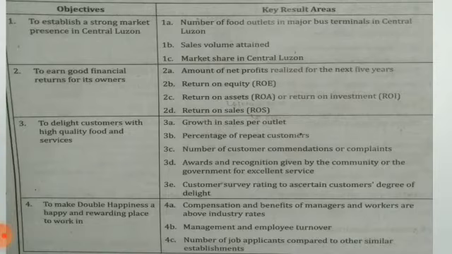The fourth one, to make Double Happiness, which is actually the name of the company, a happy and rewarding place to work in. So compensation and benefits to managers and workers are above industry rates. Management and employee turnover. Number of job applicants compared to other similar establishments. Actually you can create your own KRAs based from your objectives. You just have to make sure that your KRAs are related to your objectives.